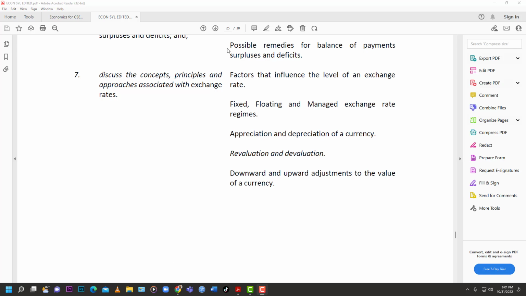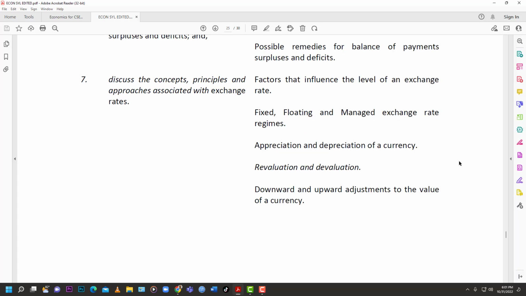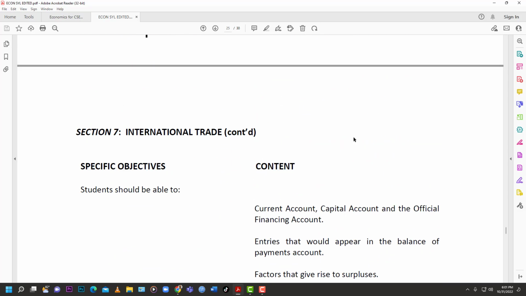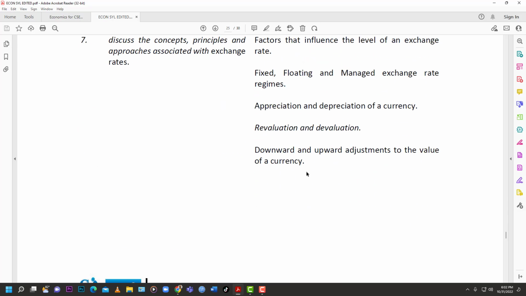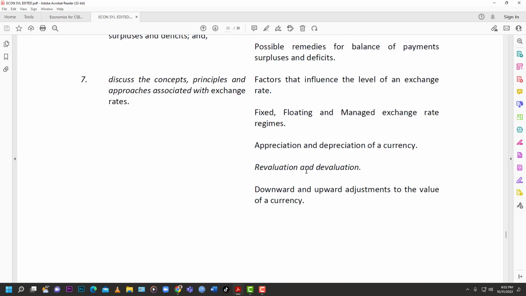Welcome back to Learn SKN, and today we're going to continue looking at our CSEC economics syllabus. We are going to pick up at objective 7, section 7, international trade. So we have covered a bunch of topics on trade, and so we're going to pick up from exchange number 7, which is the exchange rate.